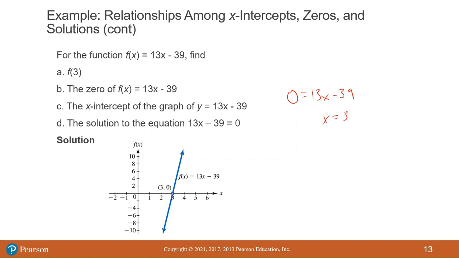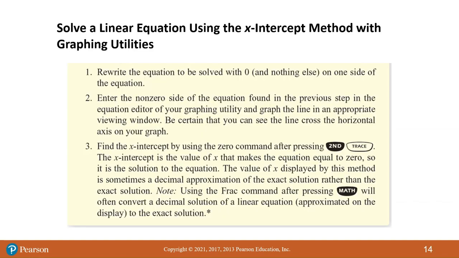If you graph this function, you can see, hey, it hits the x-axis right here at (3, 0). You can also find the solution to the equation 13x minus 39 equals 0 by solving for x, which we've done. Hopefully you can see that'll also come out to 3. Four really, really similar questions, basically asking the same thing. You all wind up in the same location.